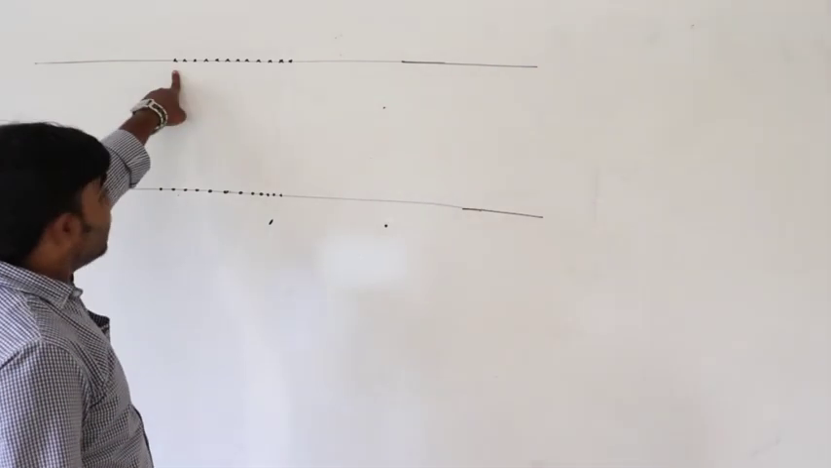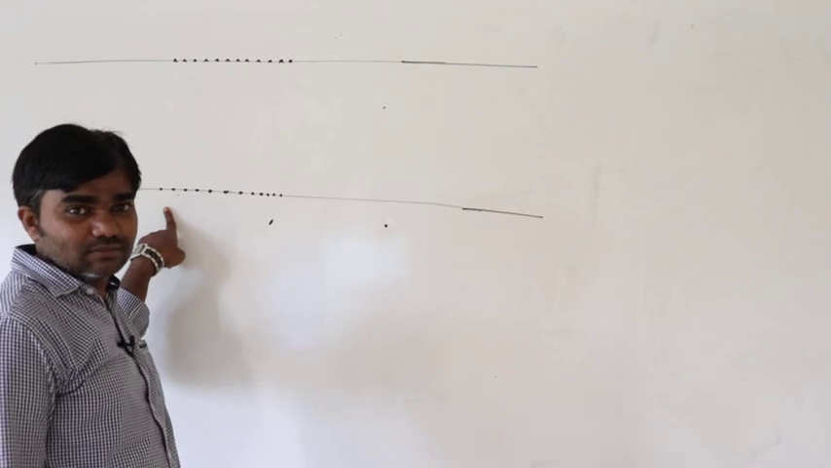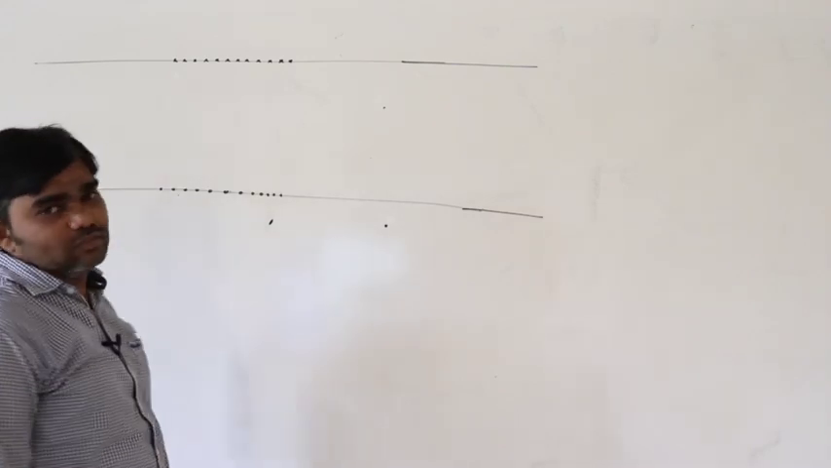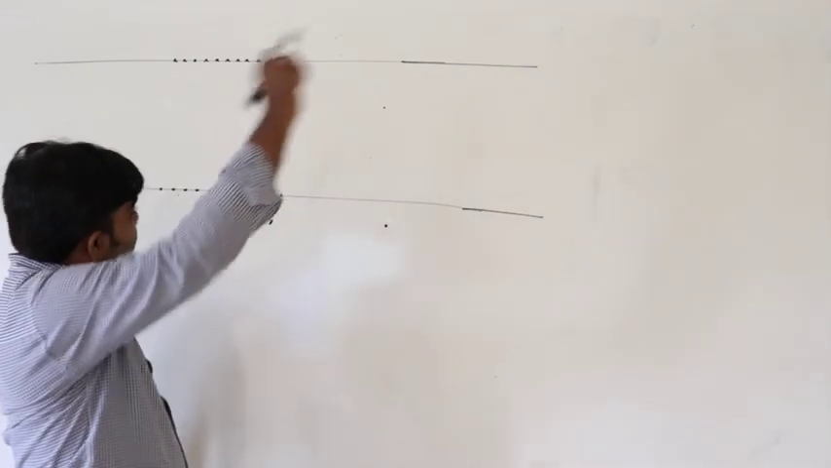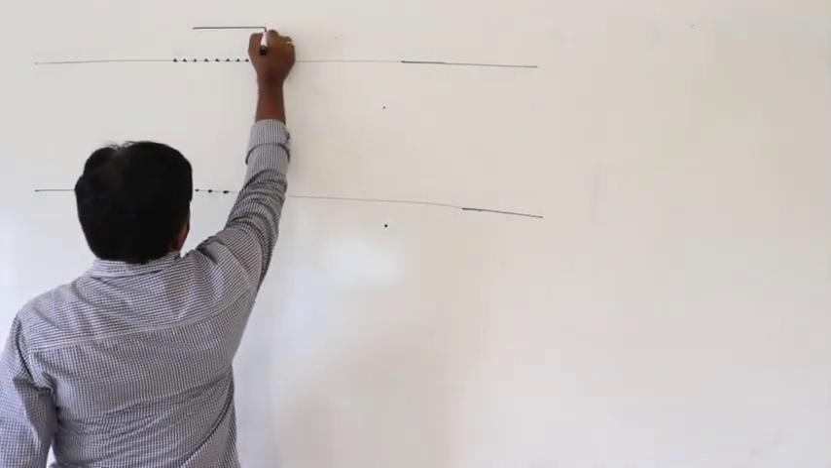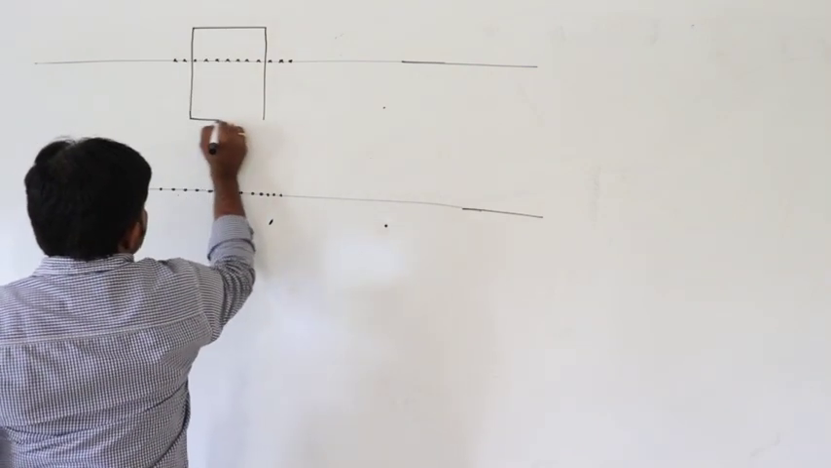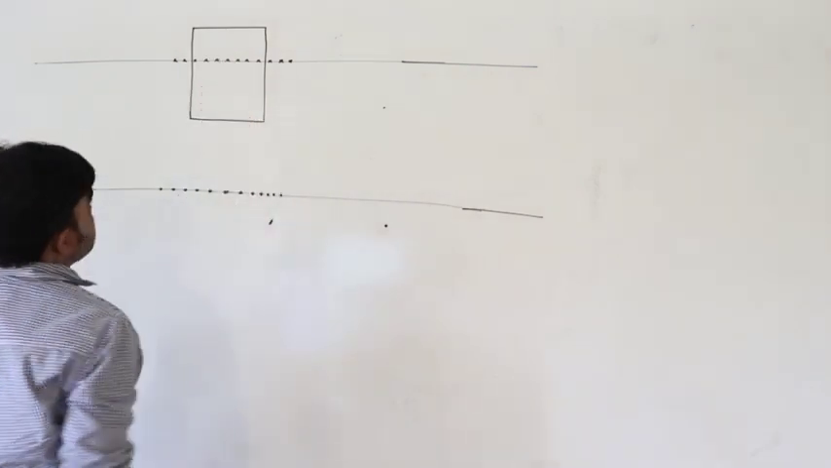So, here the current is inwards, here the current is outwards, inwards and outwards. Now I am considering a small rectangular portion here like that. This is the rectangular portion.